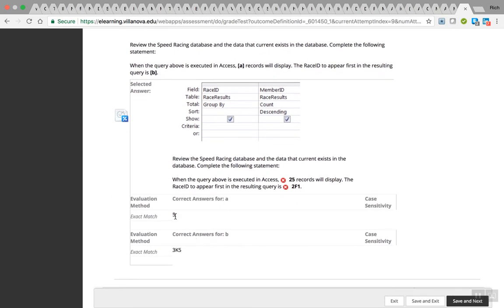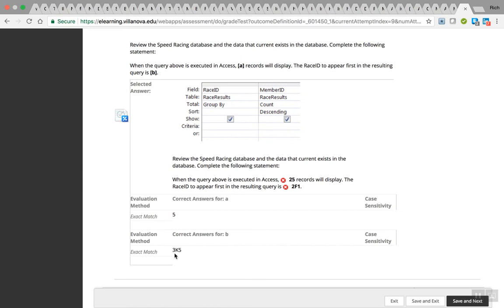So the answer was that there are going to be 5 unique races out there. The one with the highest number of results in it, or members within it, is going to be the third race, the 3K5 race.